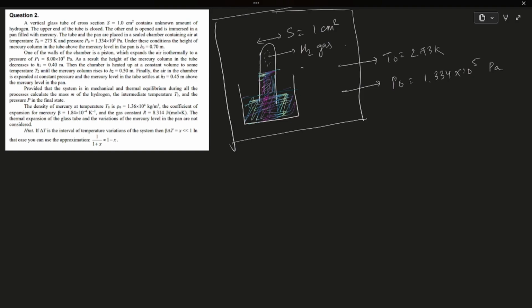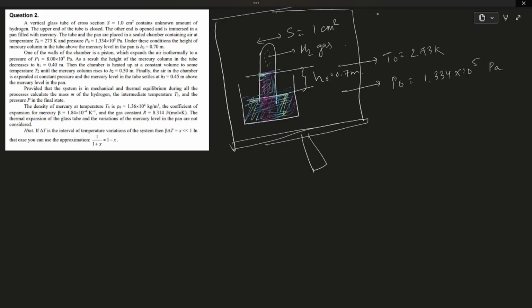This height H0 is given as 0.7 meter. Then it is said one of the walls of the chamber is a piston. Okay, let's say this is the wall. This is a piston, which expands the air isothermally. Okay, so this is scenario one, S1. I'm writing.